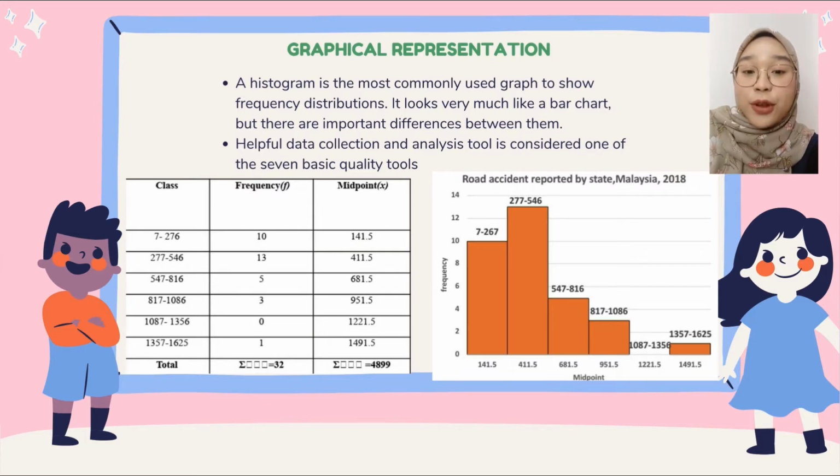After that, the frequency slows down at the midpoint 681.5, where the frequency is 5. At the midpoint 951.5, the frequency is 3, and it drops at the midpoint 1221.5 where the frequency is 0. And then at the midpoint 1461.5, the frequency goes up to 1.